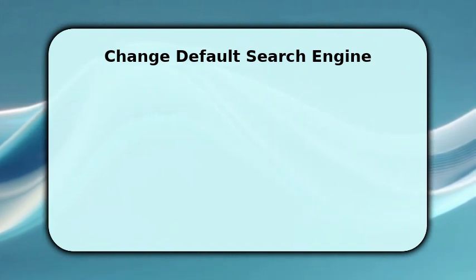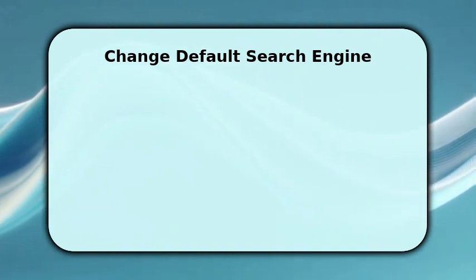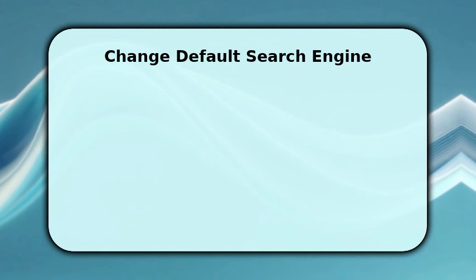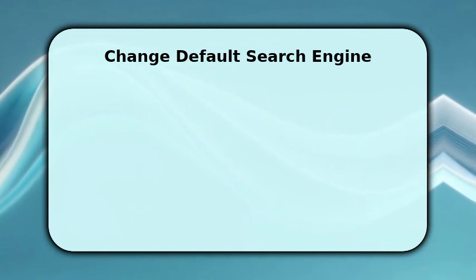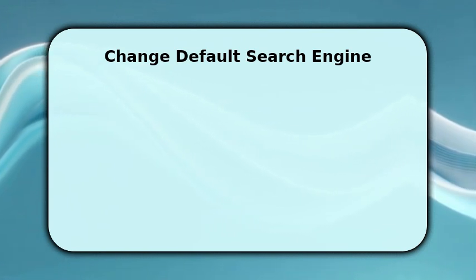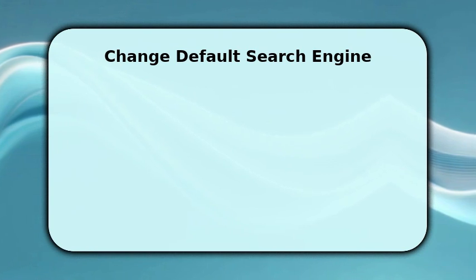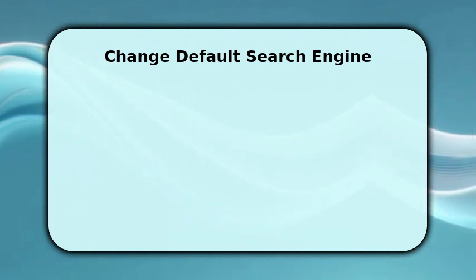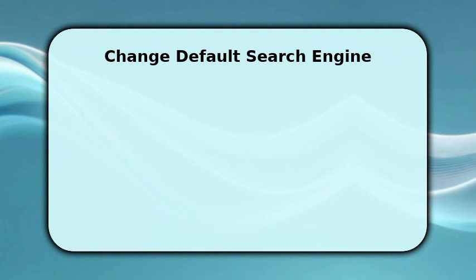If Google appears, click the three-dot menu next to it and choose Make Default. If it's missing, add a new search engine, name it Google, set keyword as Google, and paste the query URL https://www.google.com/search?q=%s, then save and make default.